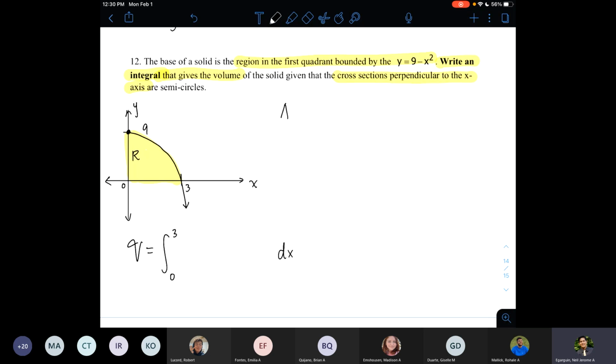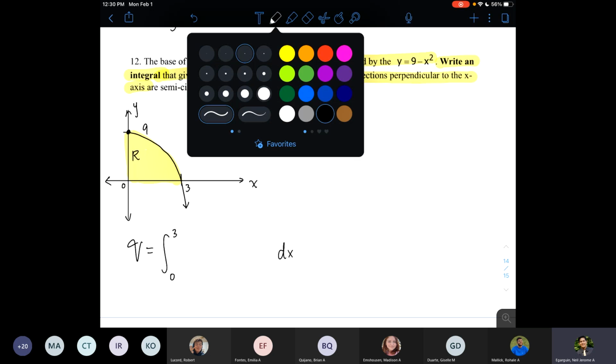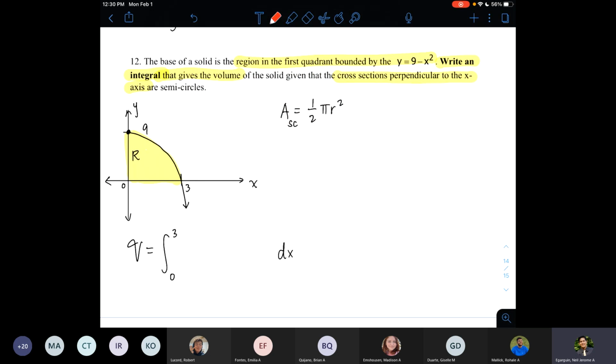But the integrand, remember, is the area of the cross sections. The cross sections were said to be semicircles. So we need the formula for the area of a semicircle. But that is nothing more than half the area of a circle. A circle has area pi r squared. We are dealing with semicircles here, so it's just 1/2 pi r squared. And how do those cross sections look like? So they will look like this.